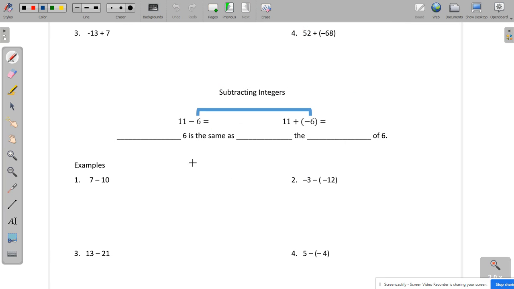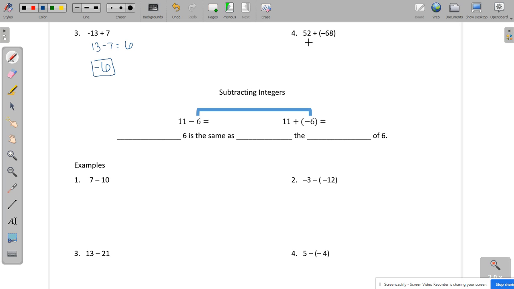Okay, let's look on the back. Number 3, we have negative 13 plus 7, opposite signs. So we're going to subtract. 13 minus 7 gives us 6. So our larger number here is 13, so it's negative. So we get negative 6.